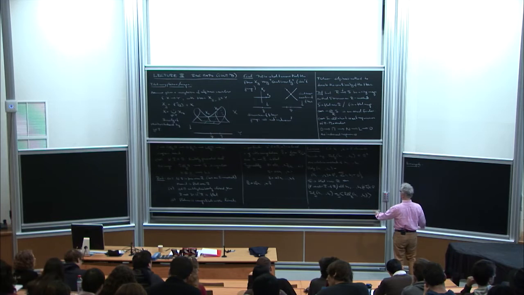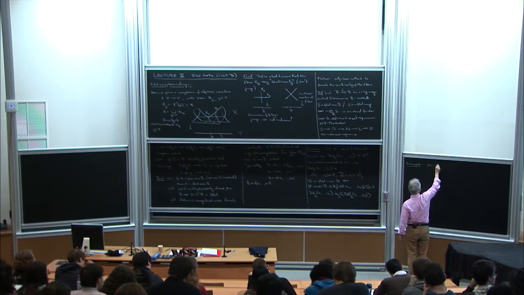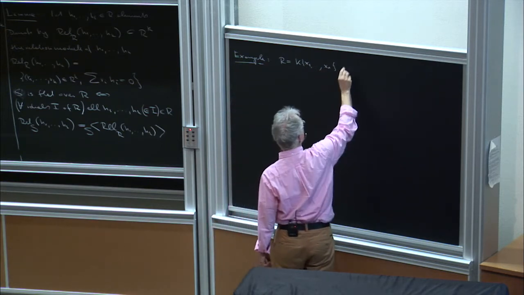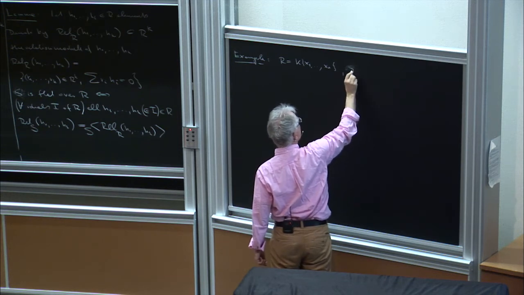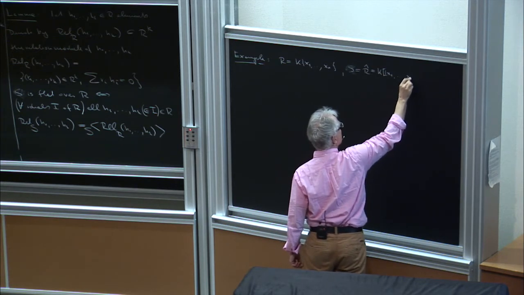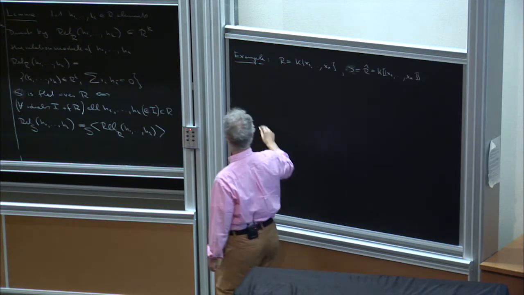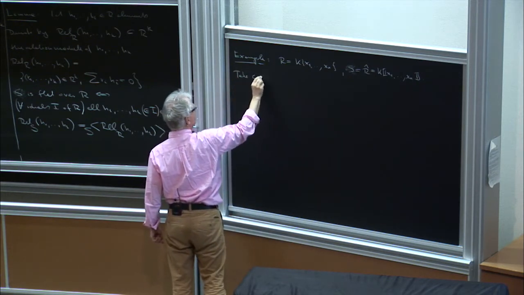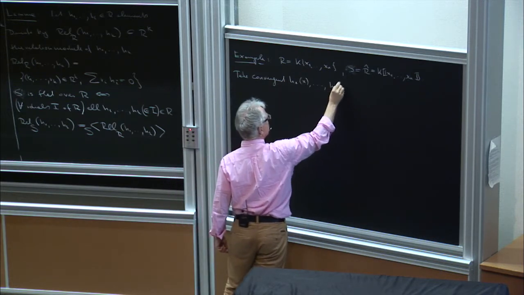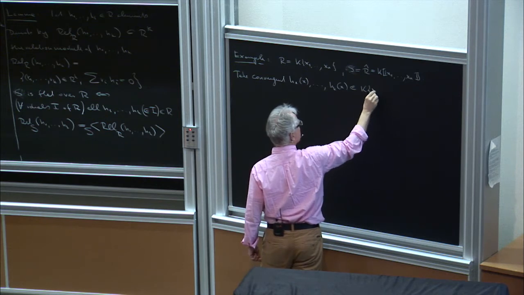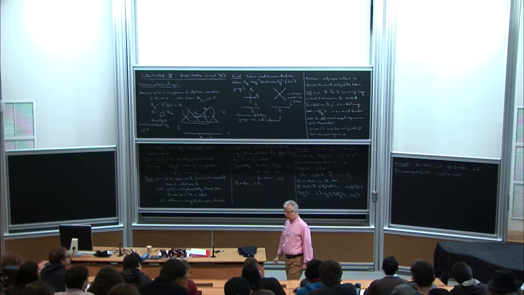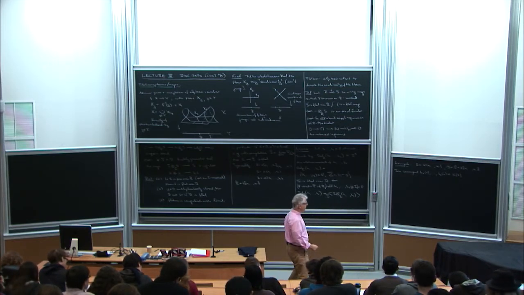Okay. Example, we take R, k[x1,...,xn], R hat, k[[x1,...,xn]]. Take convergent h1 of x, ..., hk of x in k<x>. So we take convergent power series, but we look at the relations which are formal.